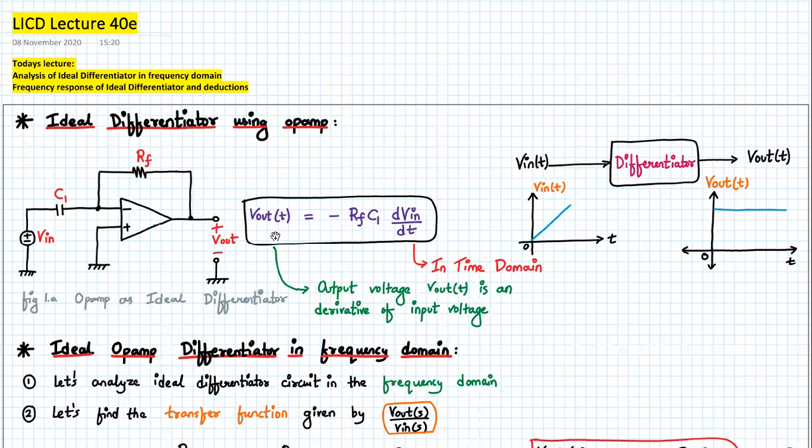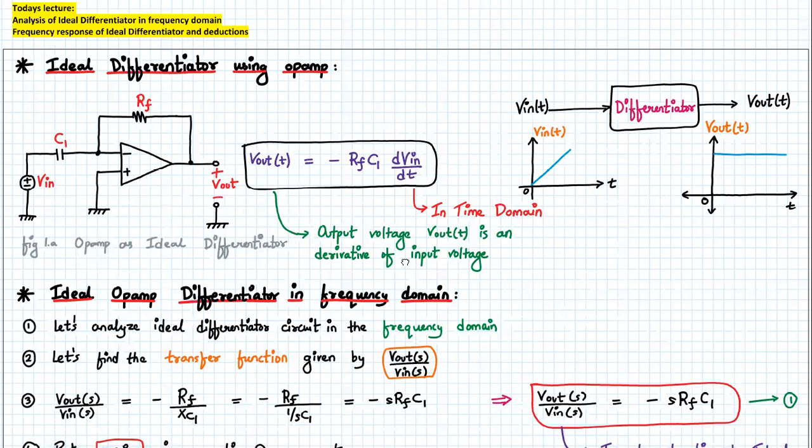Earlier we have already derived this equation in time domain, that is V out of t is given by minus Rf into C1 into dV in by dt. So this equation tells us that the output voltage V out of t is a derivative of the input voltage. The basic function of a differentiator is that if you have a linearly rising input, the output will be a constant value. That's normally the function of a differentiator.